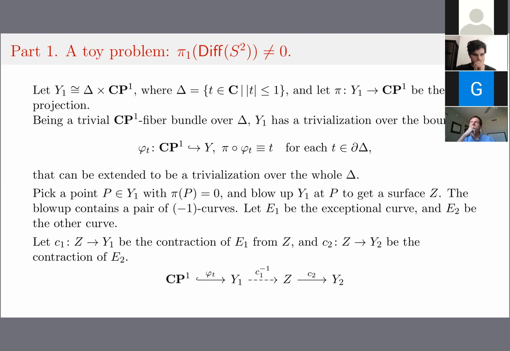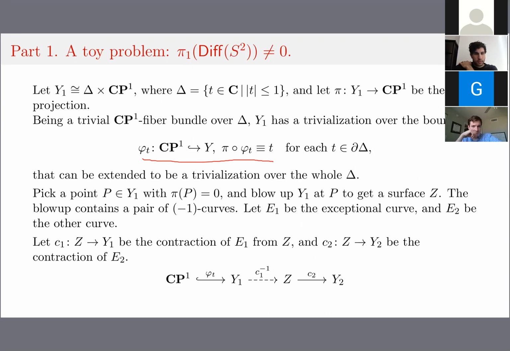And as the bundle is trivial, it has a trivialization. By trivialization, I mean a family of maps from CP1 to Y1, so that each map is an inclusion of CP1 to some fiber of Y. It is given by this formula. So phi t is a family of maps.